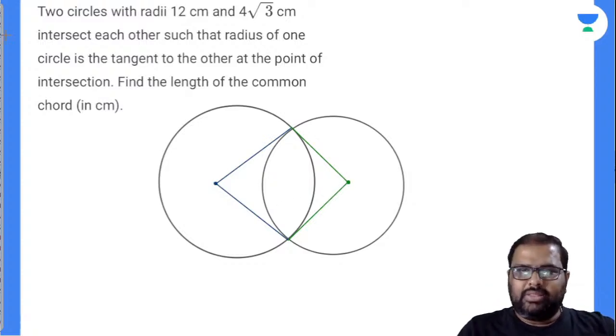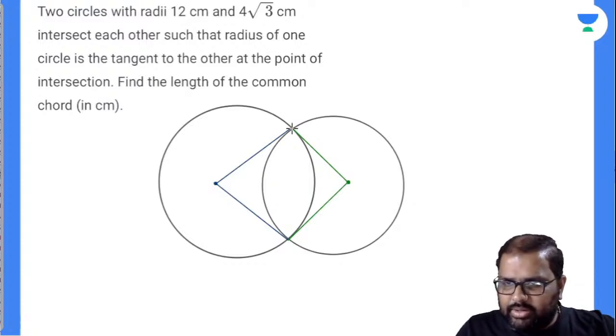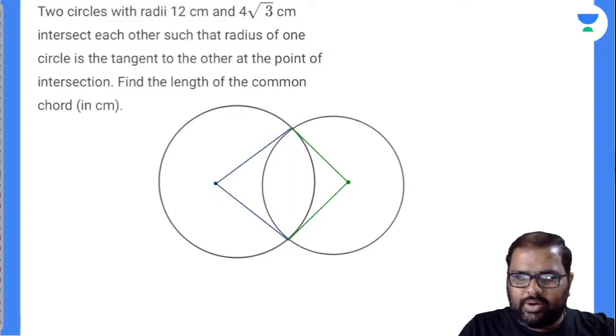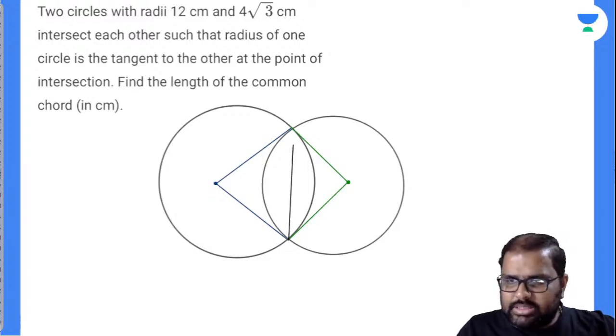Okay, find the length of the common tangent. You are asked to find out this length value, beta. Am I right or wrong? You are asked to find out this length value.